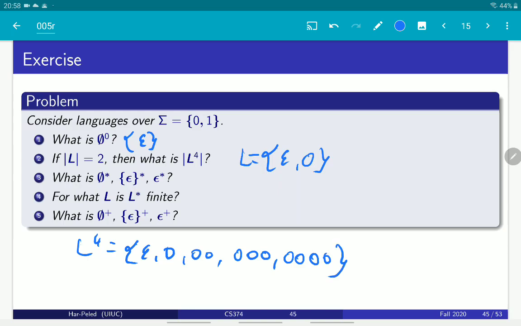So in this case we got 5, but if L is something different, for example L is 0, 1. But let's take it more interesting: 00 and 11. Just that, so it's a set of size 2, but L to the 4, clearly this is going to be 8 strings. And to see why, just write it down. So that answers this question.